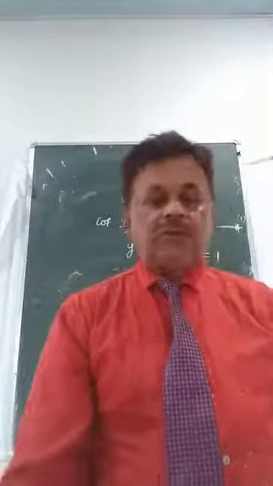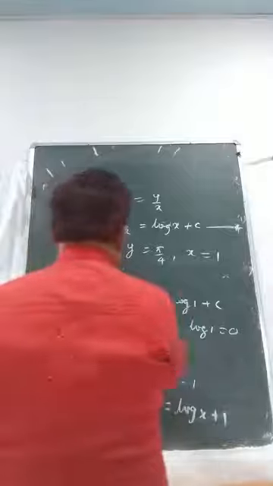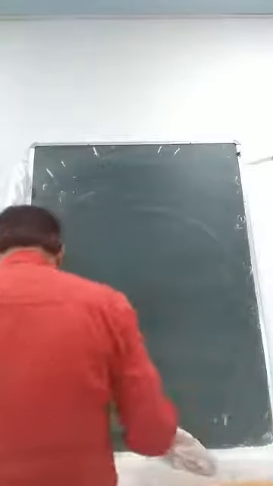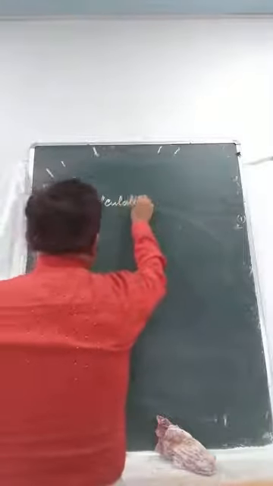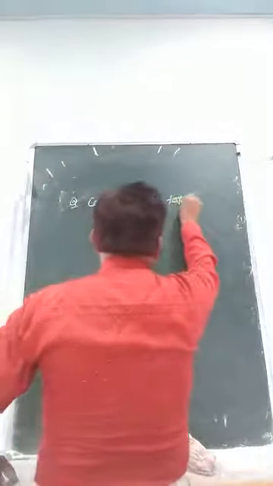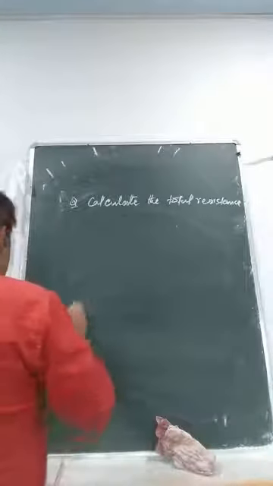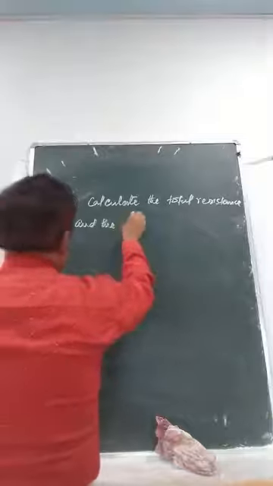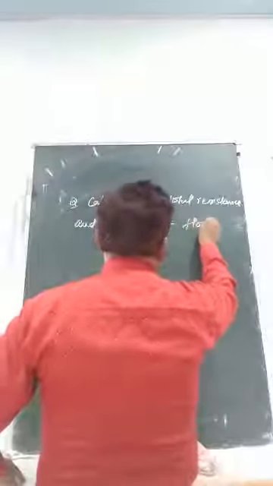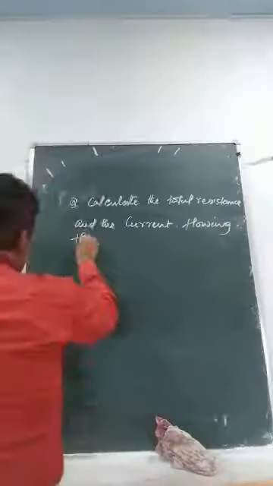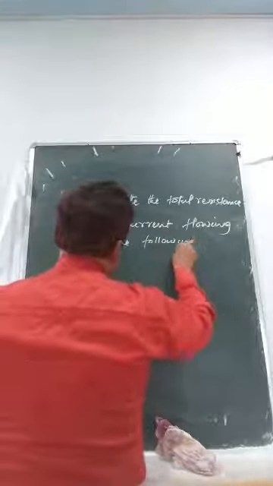So we will continue the problems which you were doing yesterday. See today's question: calculate the total resistance and the current flowing through the following circuit.